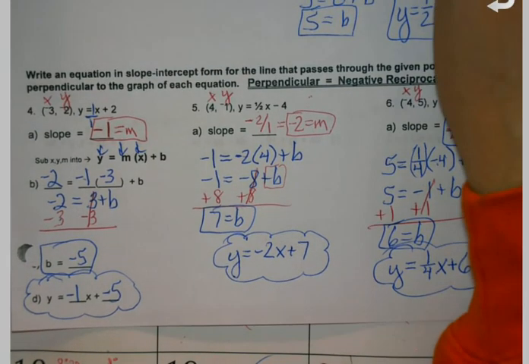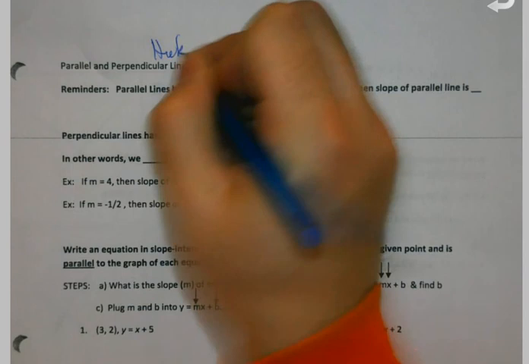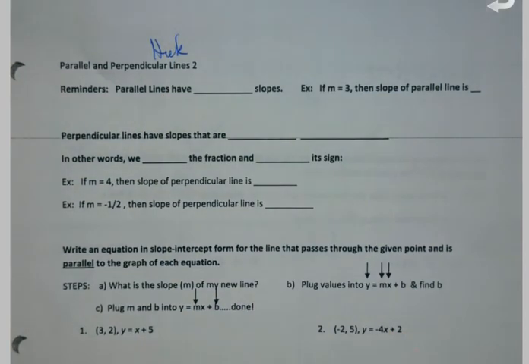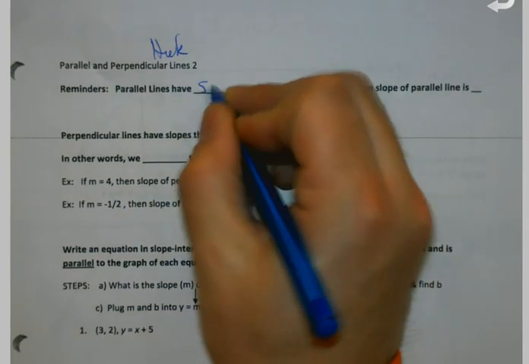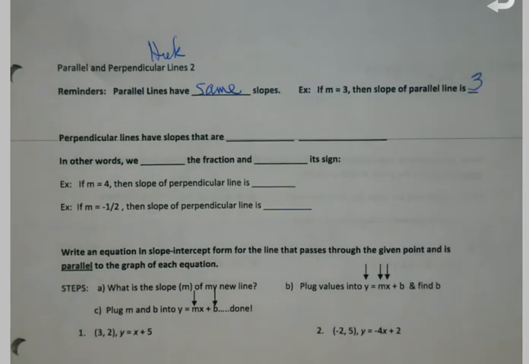So now to what some of you deem the important stuff. The homework. Okay, this is the homework. So all we're doing here is doing what we did back on the note sheet, okay? Just with a reminder, parallel lines have the same slopes. So if m equals 3, the slope of the parallel line would be 3. They'd be the same.